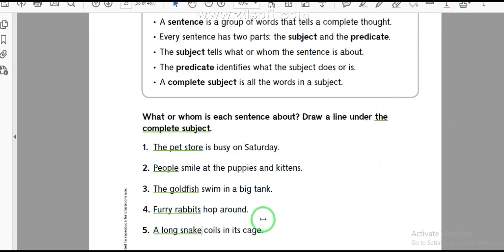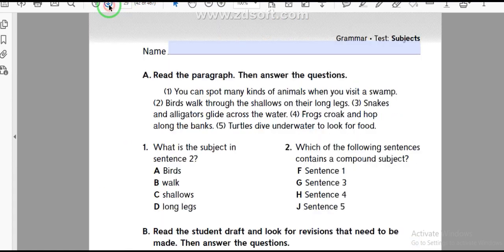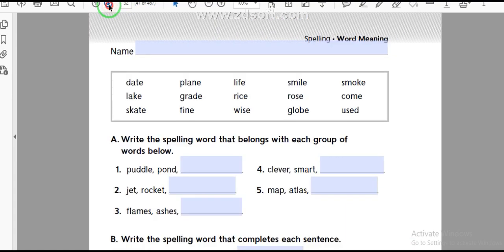Okay, is everything clear about the subject? Did you understand now the meaning of complete subject? Now let's move on and do an exercise about the complete predicate. Okay, now about the predicate. Let's move to this page, which is about the complete predicate.